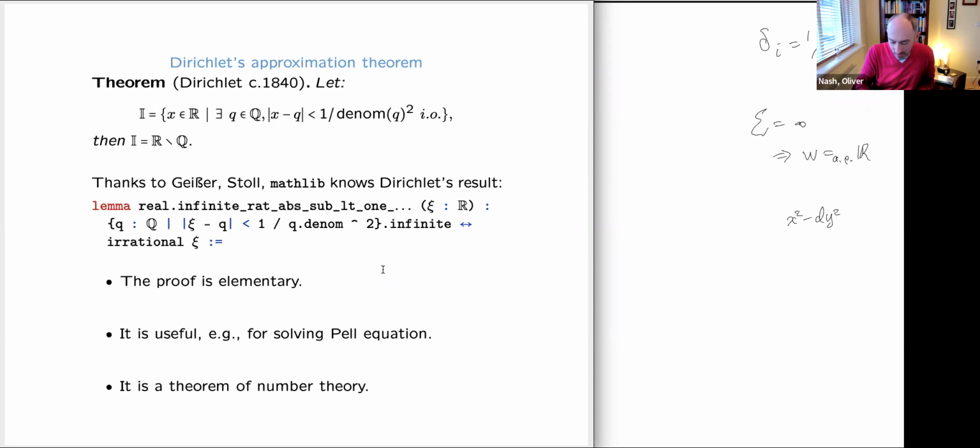Pell's equation looks like this. You try to solve x squared minus d y squared equals 1 for integers x and y, where d is square free, because d is an integer, and if it's a square, well, the equation is trivial. So if d is square free, why do you want to solve that? Well, why did Dirichlet want to solve that? Because you're looking at the quadratic field extension, Q of the square root of d.